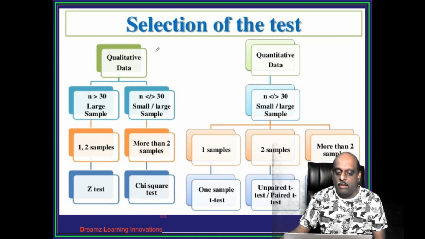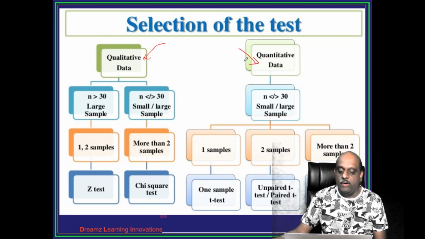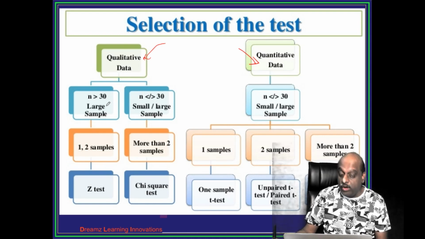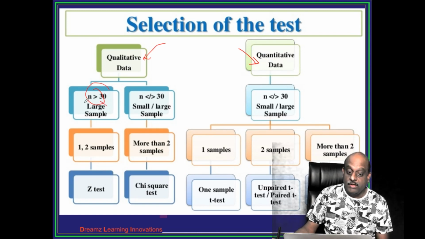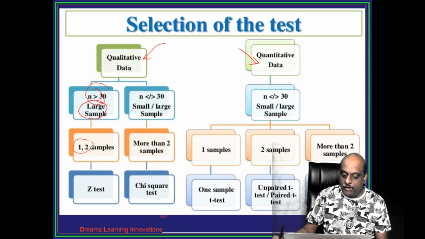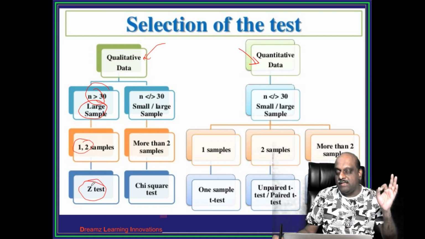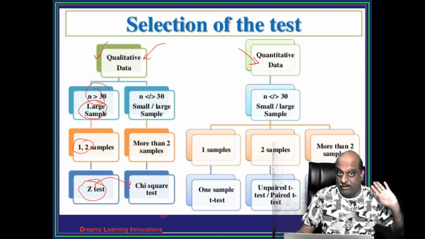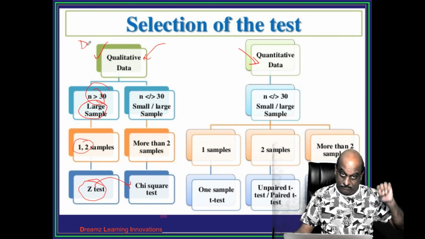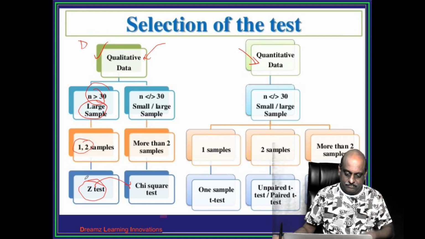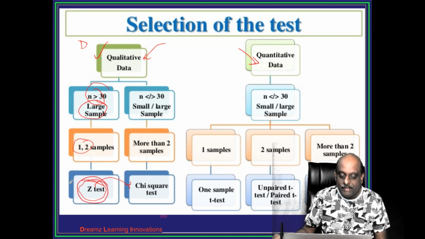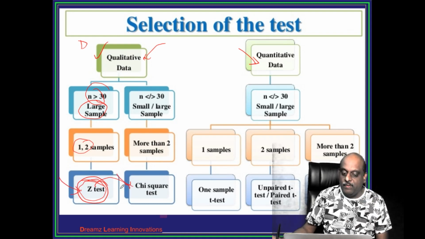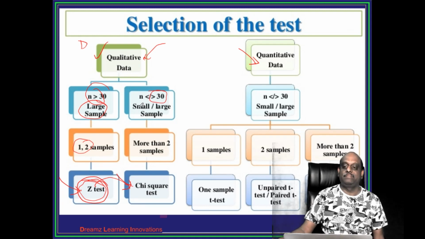So in summary, you can remember qualitative data, quantitative data. For qualitative data where the number is more than 30, it's a large sample. You have to take 1 to 2 samples and you need to do Z test. Z test is the counterpart of chi-square. It is also used for qualitative, yes or no kind of discrete variable only. You are comparing proportions only. But large population, then Z test. Otherwise, chi-square test, if it is less than 30.